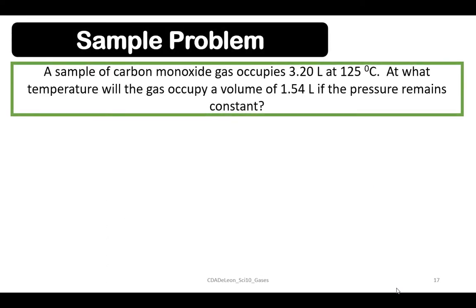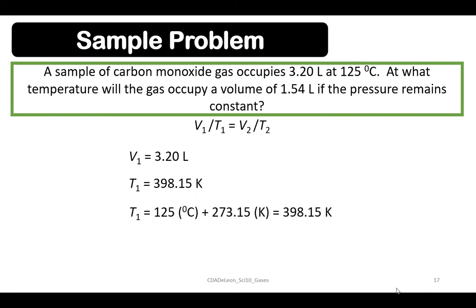So, a sample of carbon monoxide gas occupies 3.20 liters at 125 degrees Celsius. At what temperature will the gas occupy a volume of 1.54 liter if the pressure remains constant? So, using the general formula of Charles' law, okay, let's determine the given. So, since T1 is in Kelvin, dapat ang T2 natin ay in Kelvin.